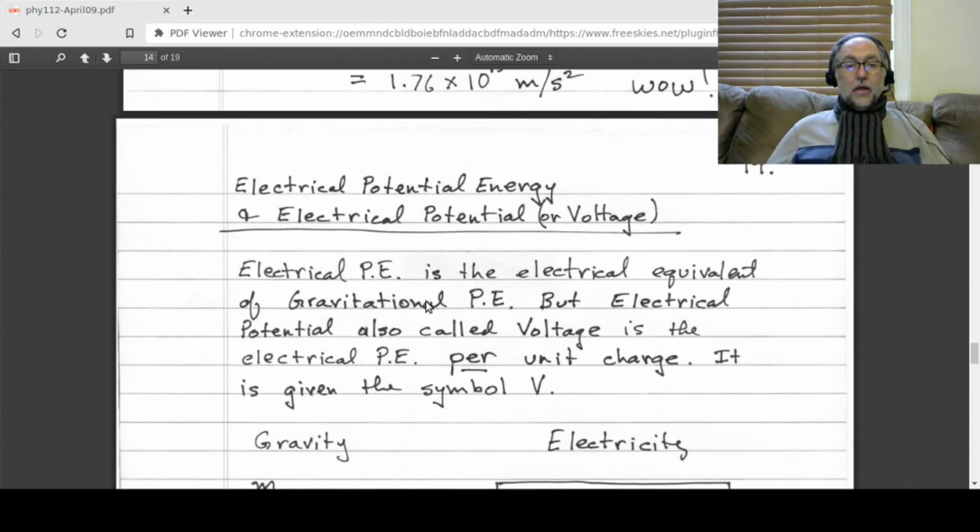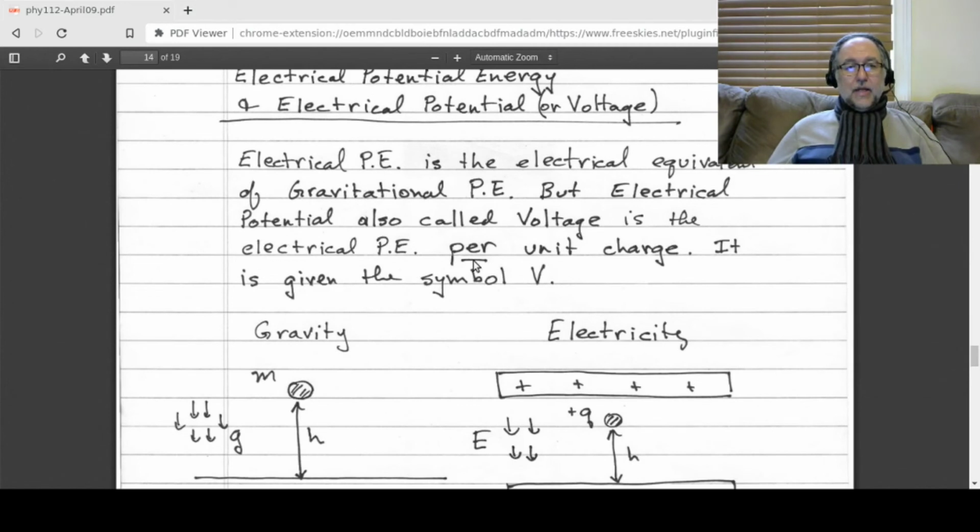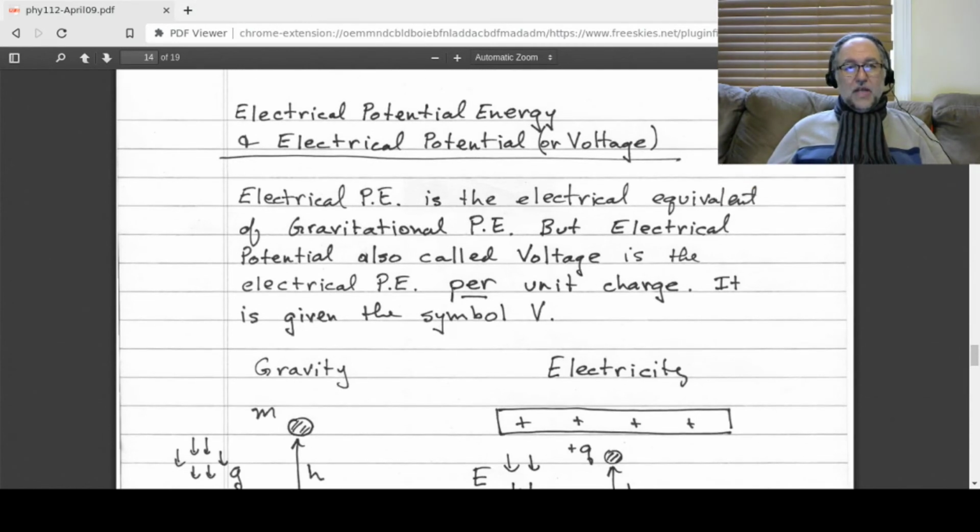All right, so the next topic is going to be electrical potential energy and electrical potential. These two are sometimes confused because the names are very similar, but the first is electrical potential energy, and the second one is electrical potential, or voltage. The electrical potential energy is basically the equivalent of gravitational potential energy, but the electrical potential energy is due to the configuration of the charges, whereas gravitational potential energy is due to the configuration of the masses.